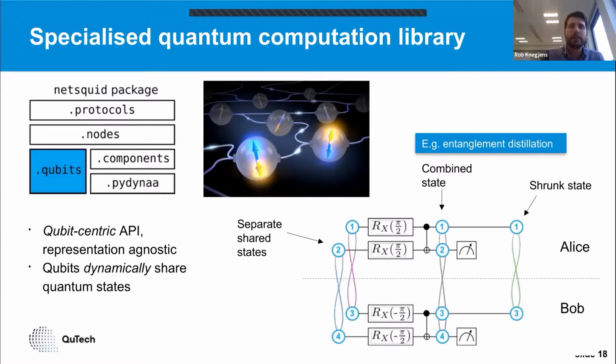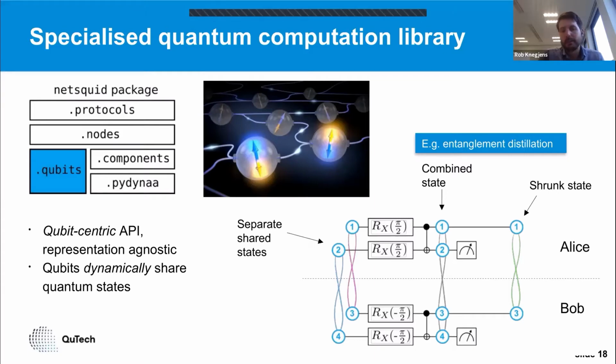You can cheat and you have the freedom to also access qubits elsewhere, but we try and encourage these local operations. So as a user, you're dealing with qubits and you're not thinking about the states they might be sharing. And in that way, we can also be representation agnostic. The actual state shared by these qubits could be represented in different ways, and the user doesn't have to think about that when they're dealing with these qubits.